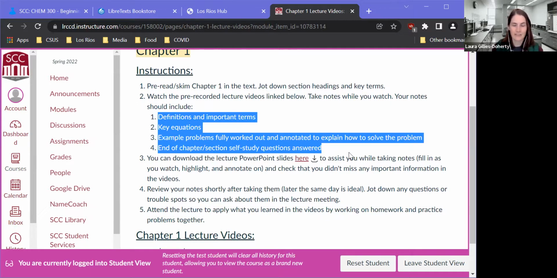Make sure you include definitions and important terms, include key equations, and work out every example problem we do in the lecture videos. Work it out on your notes pages, and annotate those to show how you solve the problem or leave little notes or reminders for yourself. And then at the end of most sections or chapters, I'll have self-study questions to prompt your thinking, explore the subject a little bit deeper, and check for understanding. So also answer those in your notes.